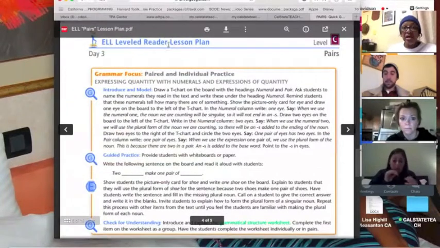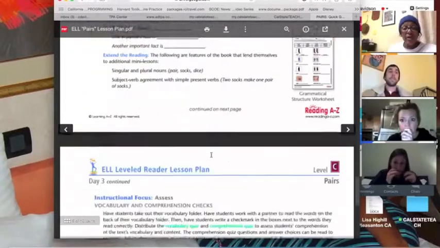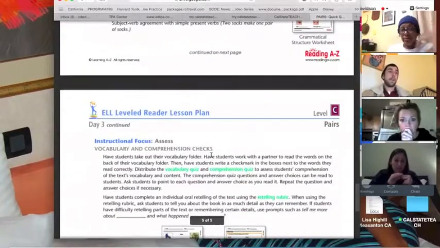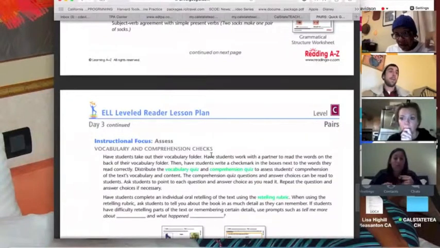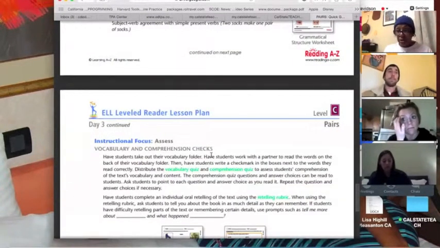Here's the ELL. Here you go. The whole thing is there. Okay, you guys get that? Do you see why I'm giving you this? It gives you everything. You can do anything you want, but you would be foolish not to use a Reading A to Z lesson as your guide. You don't have to do it exactly the way it is in here, but I don't know why you wouldn't want to.